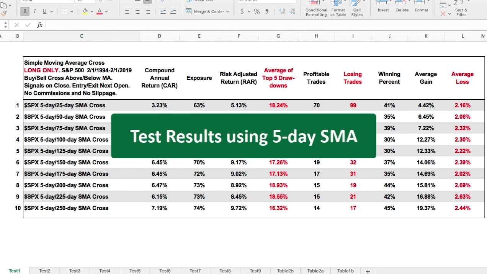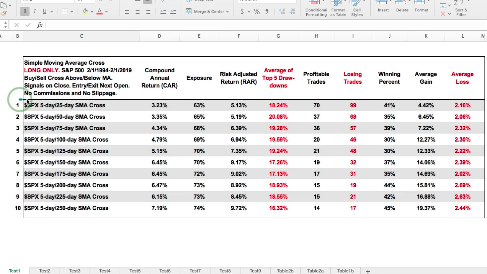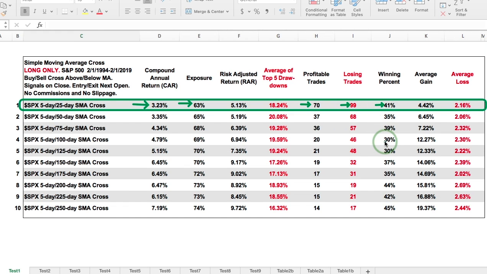All right, so what if you had traded this system, and this top line here shows the 5-day SMA, 25-day SMA cross, and if you had just bought and sold the S&P 500 on every signal, only long positions, well, you would have had basically a measly 3.23% annual return. You would have been in the market 63% of the time. And you can see there we had profitable trades 70, the losing trades 99. So your winning percent was well below 40%.